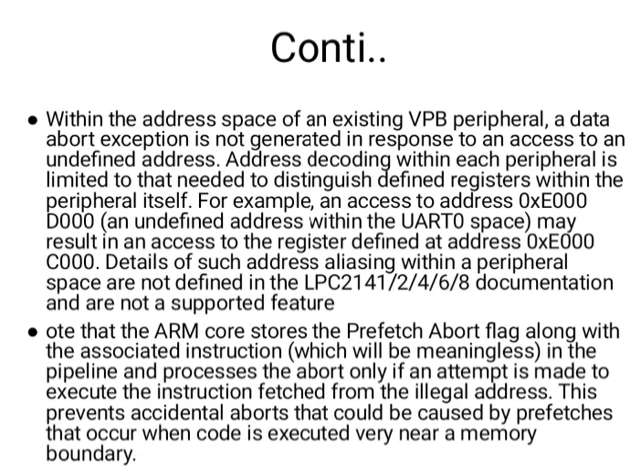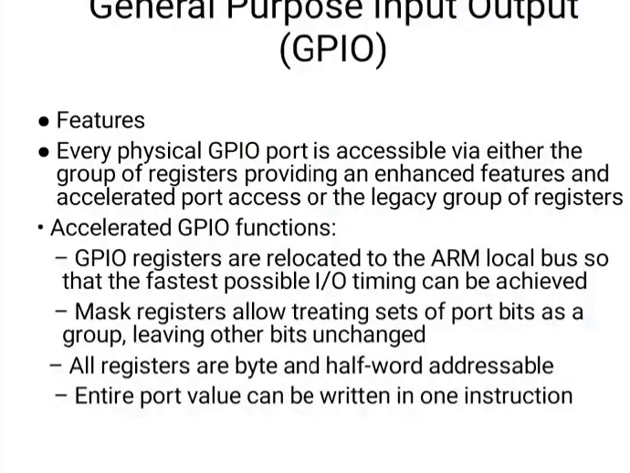The ARM core stores the prefetch abort flag along with the associated instruction, which will be meaningless in the pipeline, and processes the abort only if an attempt is made to execute the instruction fetched from the illegal address. This prevents accidental aborts that can be caused by the prefetch that occurs when code is executed very near a memory boundary. Next is general purpose input output, that is GPIO.